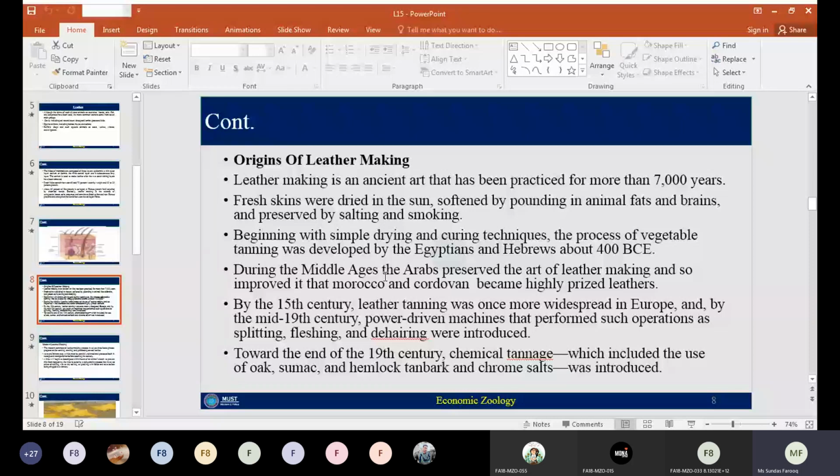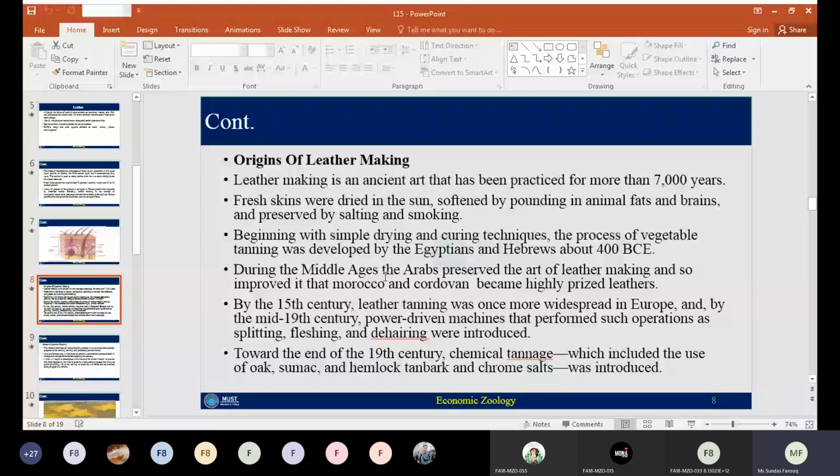By the 15th century, leather tanning was once more widespread in Europe, and by the mid 19th century, power-driven machines that performed operations like splitting, fleshing, and dehairing were introduced. It means that with the passage of time, there was a revolution in the leather industry. Towards the end of the 19th century, chemical tannage, which included the use of oak, sumac, and hemlock tan bark, and chrome salts, was introduced.